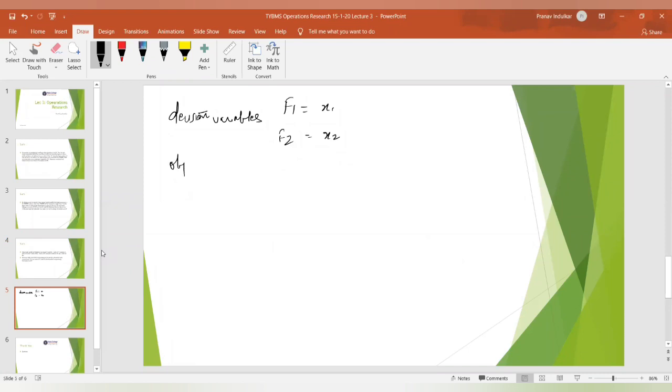Okay, objective function. And constant. Please explain objective function.